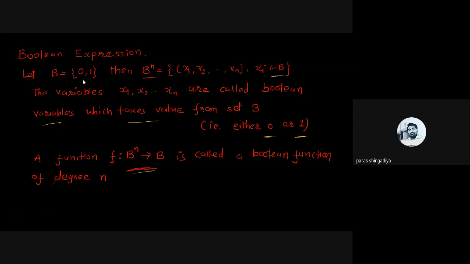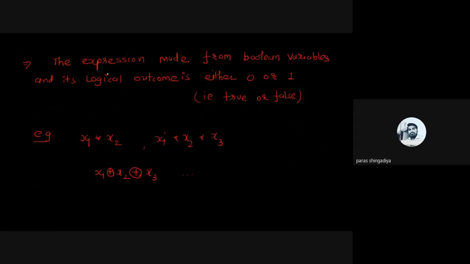And now we consider the expression form, the expressions made from the Boolean variables. We'll use these variables and create an expression form by using the binary operations star and ring sum, which is known as a Boolean expression. So the expression is made from the Boolean variables, and its logical outcome is either 0 or 1.